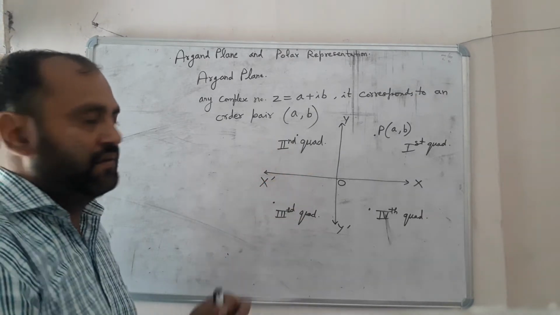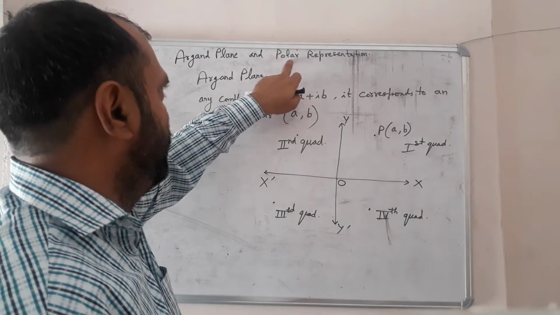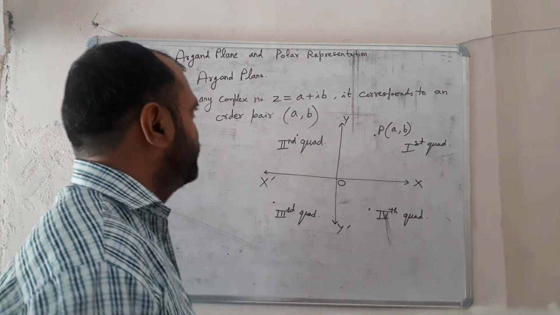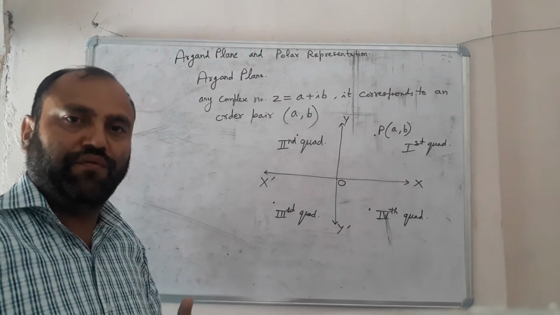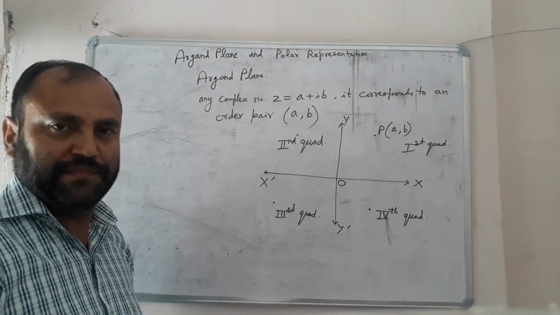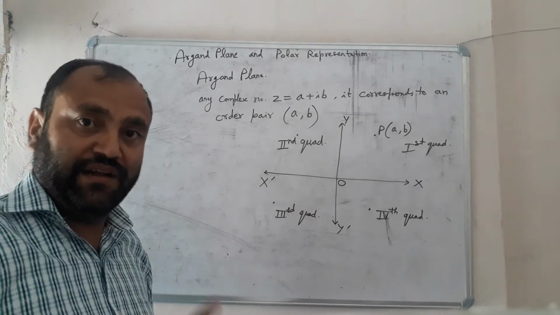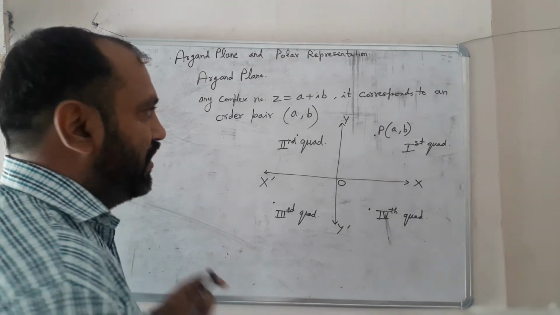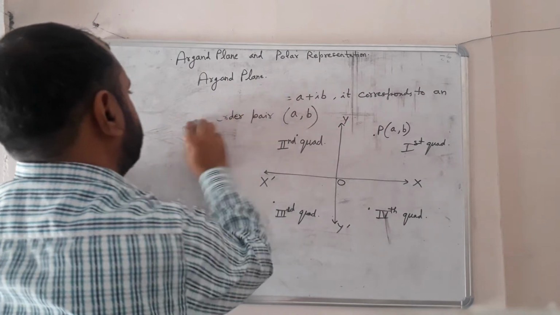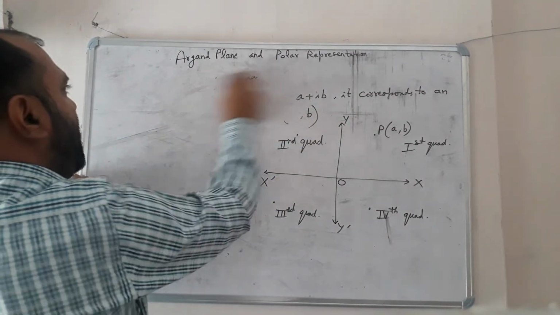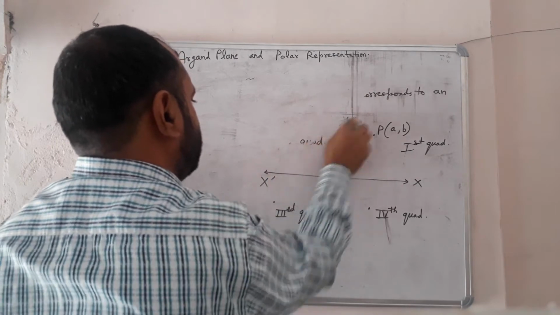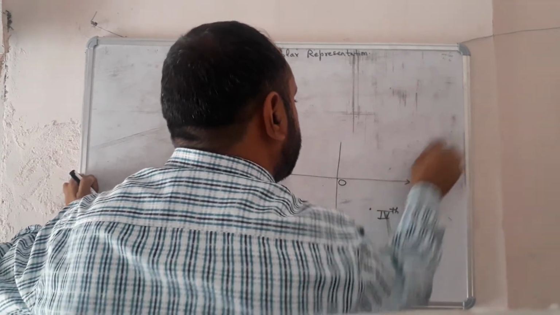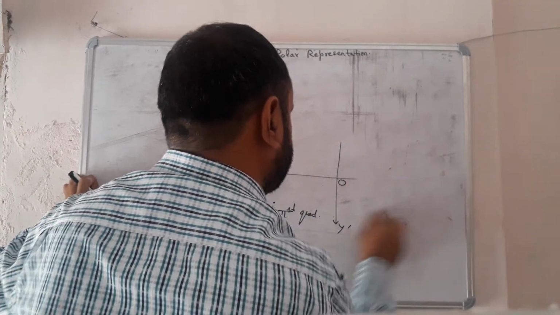Before understanding this polar representation, we should know about the argument of a complex number. Already we have done modulus of a complex number, conjugate of a complex number. Now we are doing argument of a complex number. So, what is argument of a complex number? Its another name is amplitude.